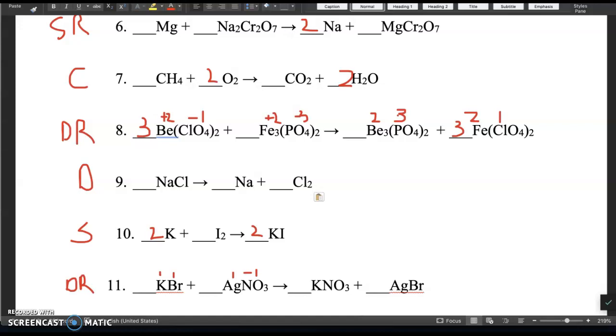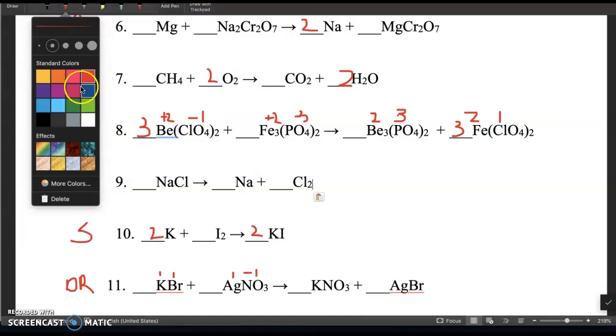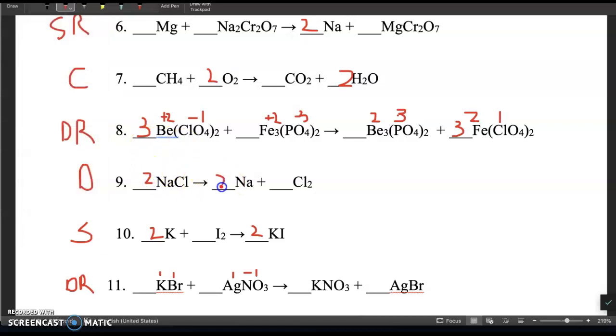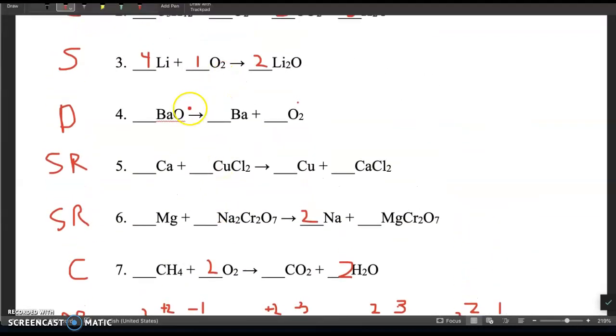And then I can go back and balance these, which are just using 2s. And I get a 2 there to balance my Cl's, and then a 2 there to balance my Na's, a 2 there to balance my O's, and a 2 there to balance my Ba's.